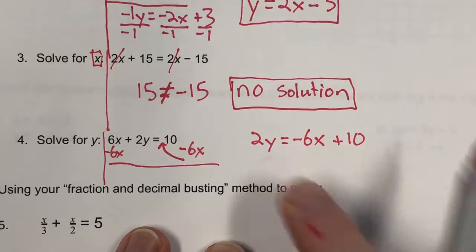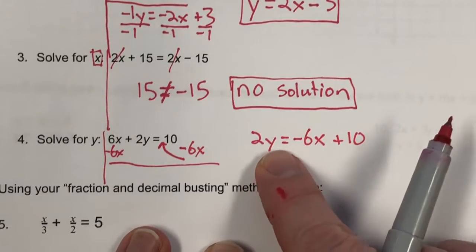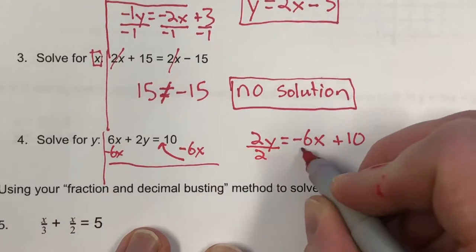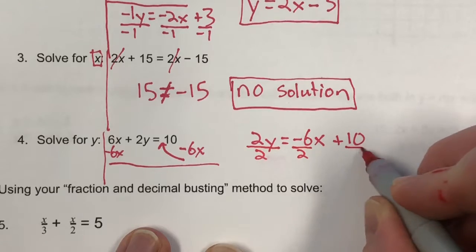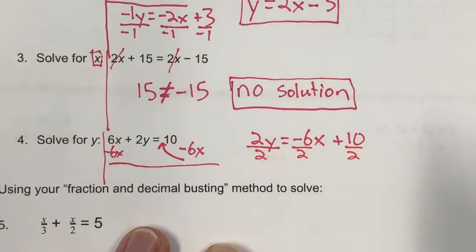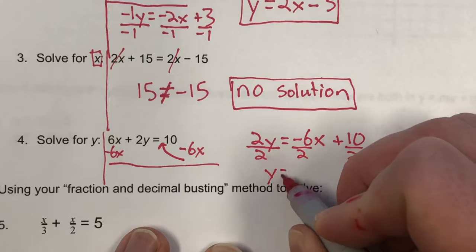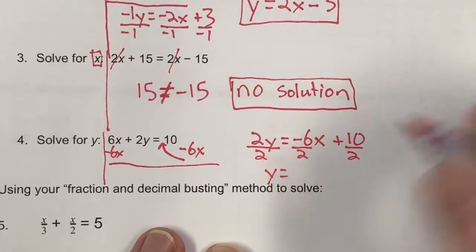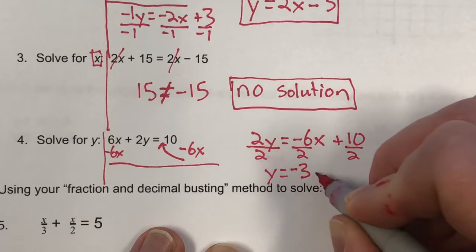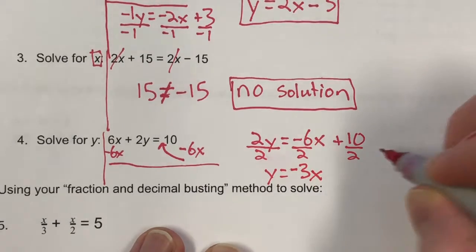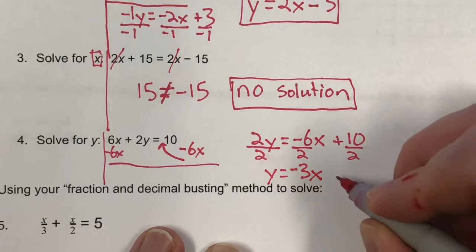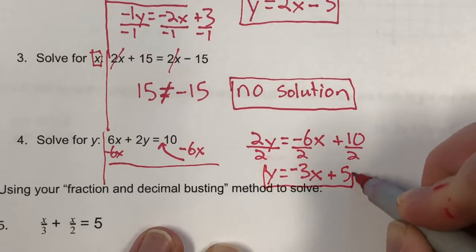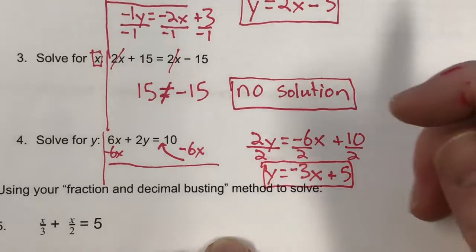So then I have this 2 attached to the y, and this means 2 times y. So the opposite of 2 times y is dividing everything by 2. So I'm going to divide everything by 2, and I'll rewrite what I have. So y is alone. Negative 6 divided by 2 is actually a negative 3. Then I have to drop down that x. And a positive 10 divided by 2 is a positive 5. So y equals negative 3x plus 5.